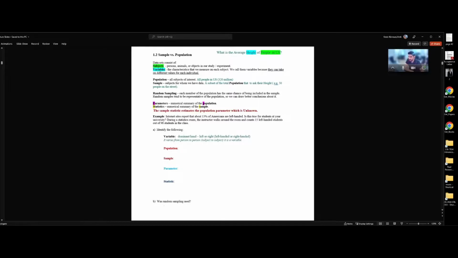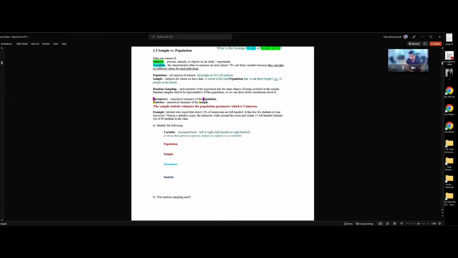Internstats reports about 13% of Americans. We don't care about all Americans, but as you can see, the next sentence is: is this true for students at your university? So we are interested in students at our university. All students at your university. Population means all subjects of interest. So we are interested in all students at our university, not Americans. That is irrelevant information.